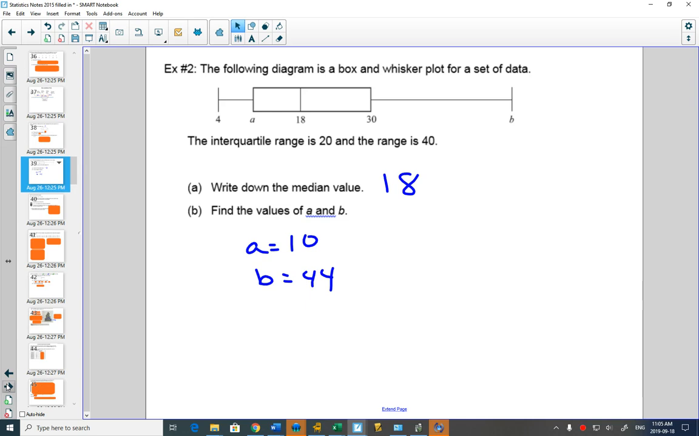Interquartile range is 20. That means from here to here is 20. This one's at 30, so this one has to be 10. The range is 40. That means from here to here is 40. Well, if this is 4, 40 more would make this at 44.